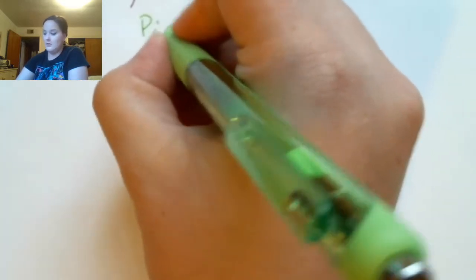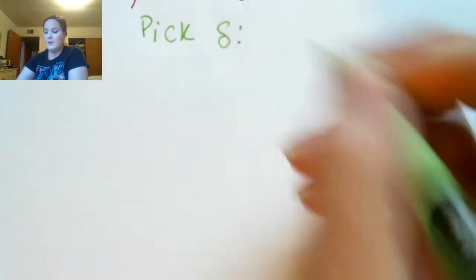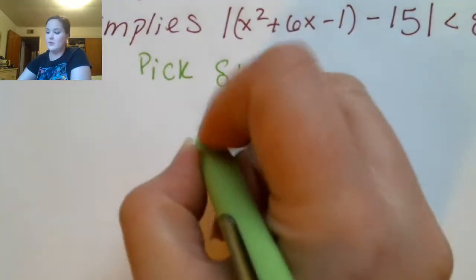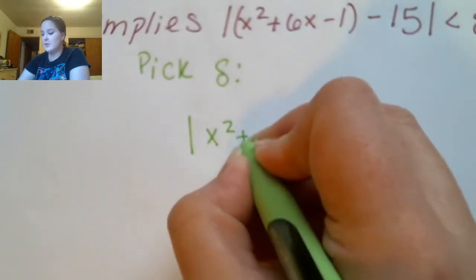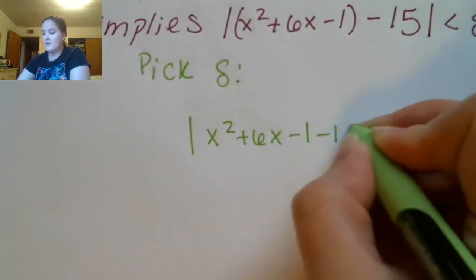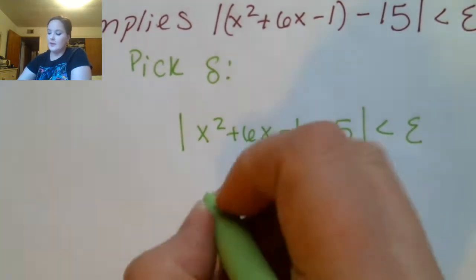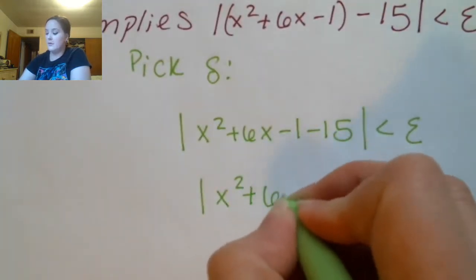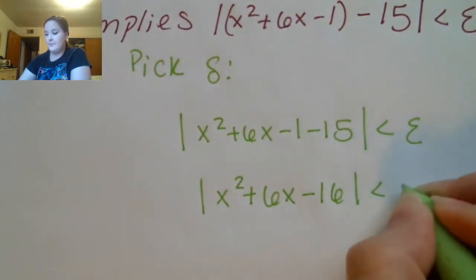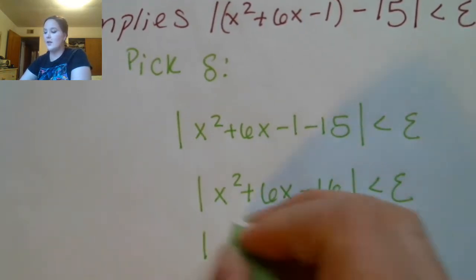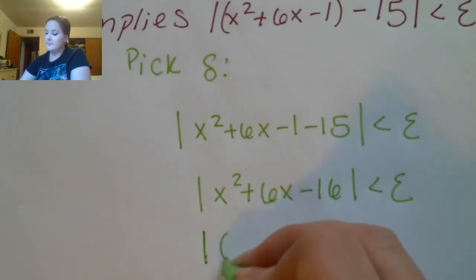So we're going to do that by starting with what we want to be true, which we know is this, and then we're going to try to force it to be true like we always do. Okay, so we'll start with x squared plus 6x minus 1 minus 15. The first thing I'm going to do is combine my like terms, and then just like the previous example, I'm going to factor this and then see how I can bound my factors.